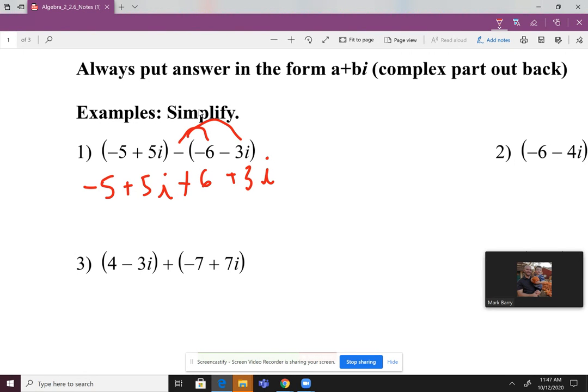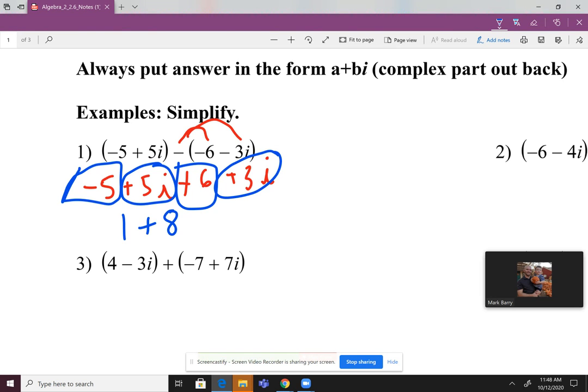So we have negative 5 and positive 6. So negative 5 and positive 6 makes positive 1. And then we have positive 5i and positive 3i. It's going to make 8i. That's it. Done. Easy.